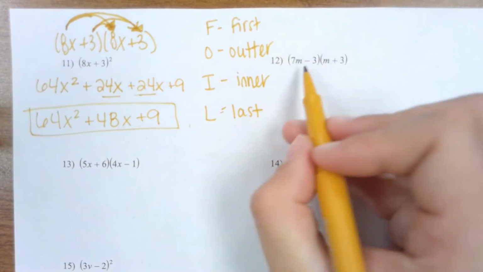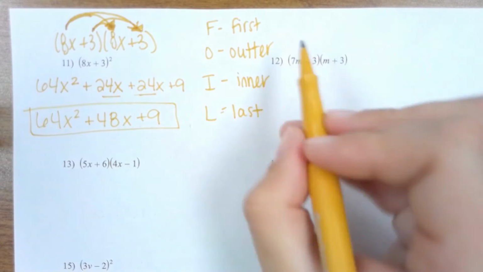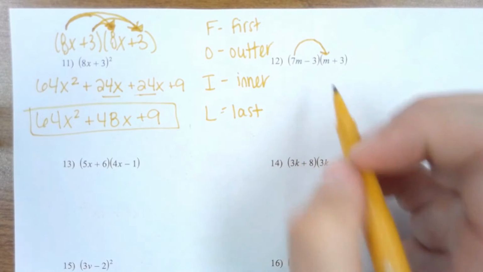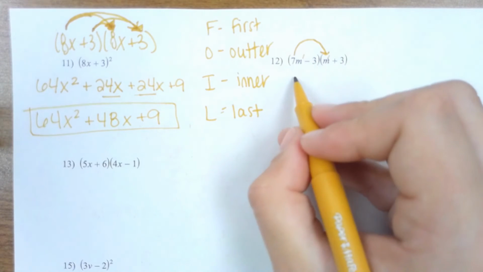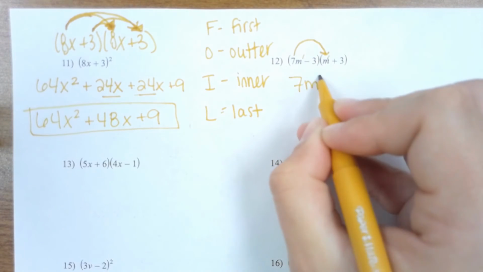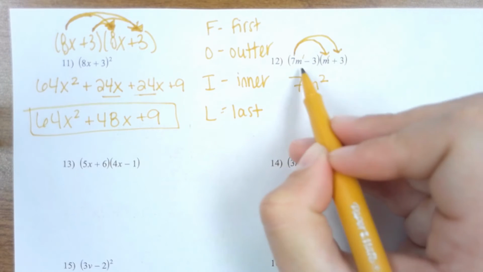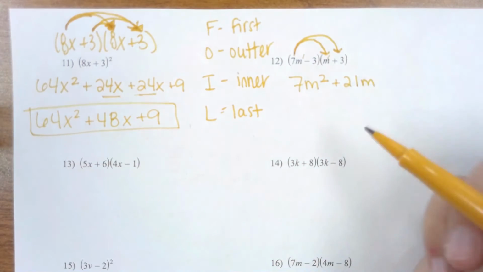Okay, so doing the same thing here. I'm multiplying two binomials together. So using FOIL, I'm going to multiply my two first numbers together. So 7m to the first times an m to the first, just add your exponents. So that would be 7m to the second. Multiply the outer numbers. So 7m times 3 is a positive 21m.